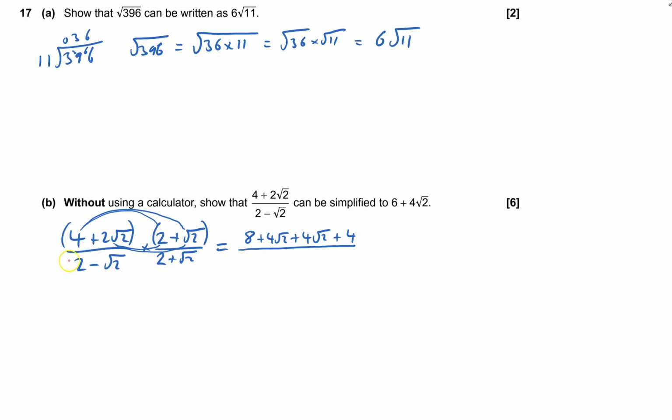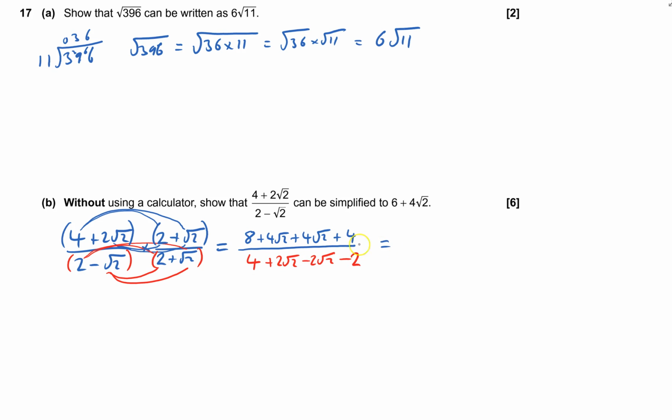And then the bottom, again, I'm going to put the brackets in. 2 times 2 is 4. And then I've got plus 2 root 2. And because I've changed the sign, I've now got minus 2 root 2, which will get rid of the root 2's. And then minus times a positive is a minus. And square root of 2 times the square root of 2 is 2. That's a definition. That's good.